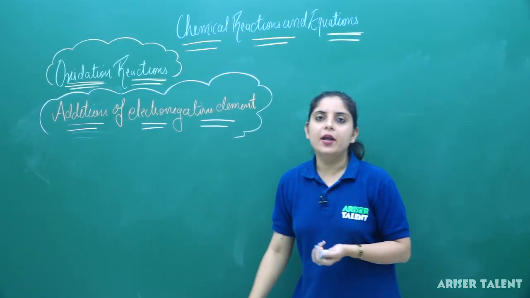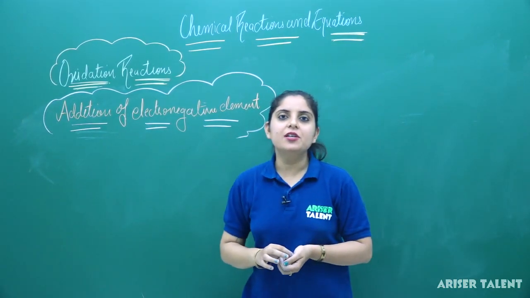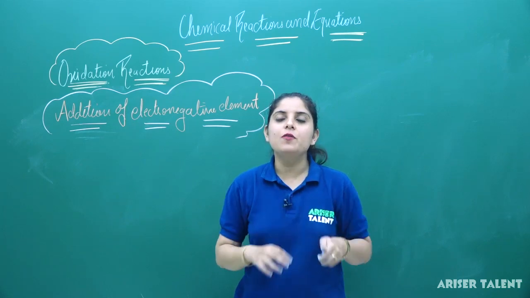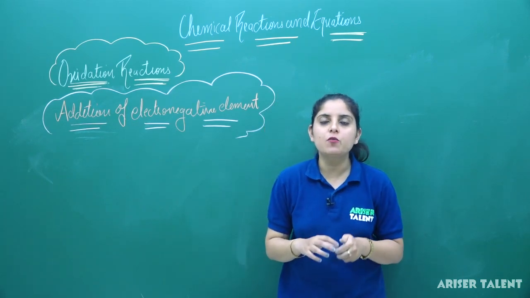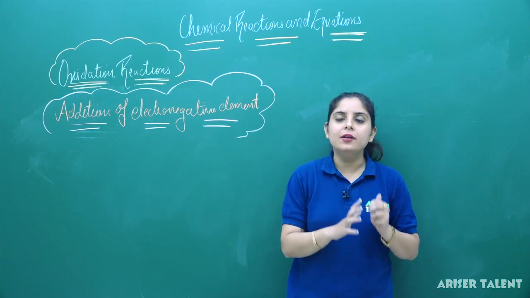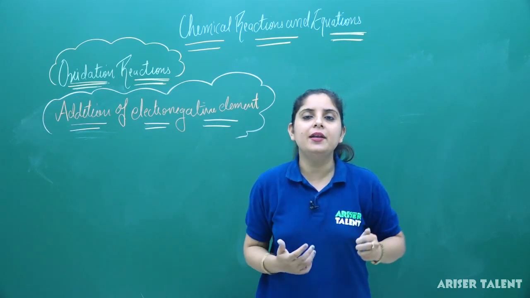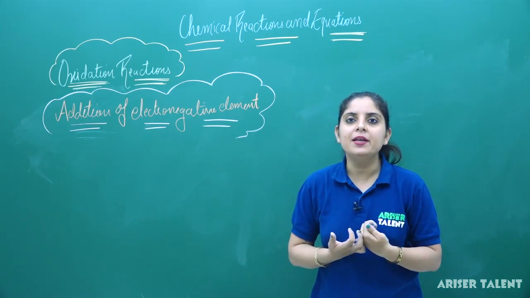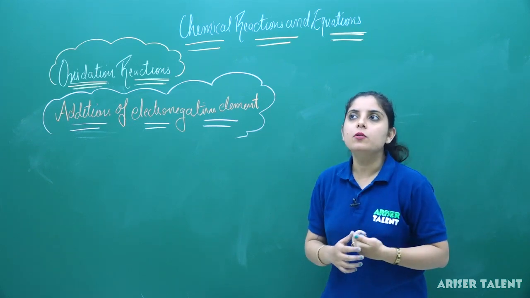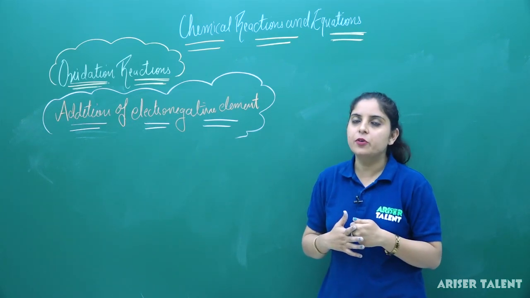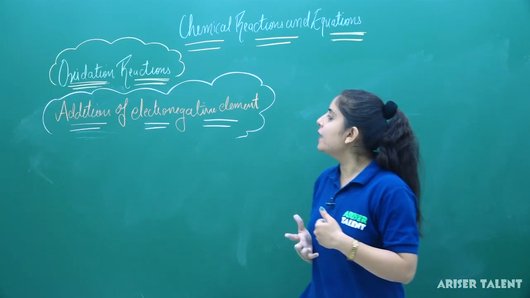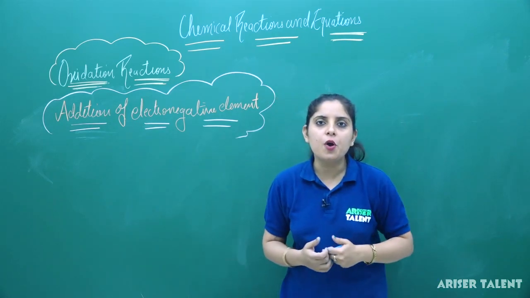Addition of electronegative element. In our previous lectures, we have discussed a list of the electronegative and the electropositive elements. So what you have to do is learn those elements, because in order to identify which is an electronegative element, you have to learn that table. I have discussed the tables in my previous videos, clear? So addition of electronegative elements is also an oxidation.